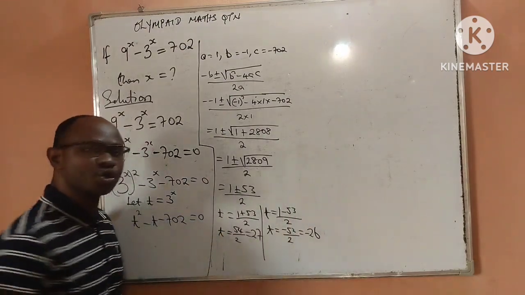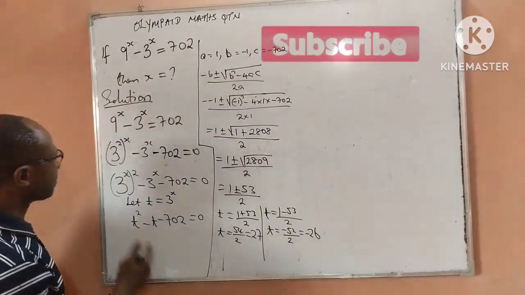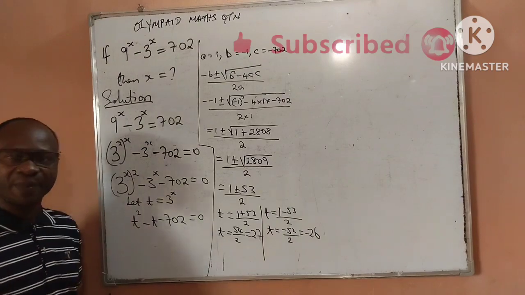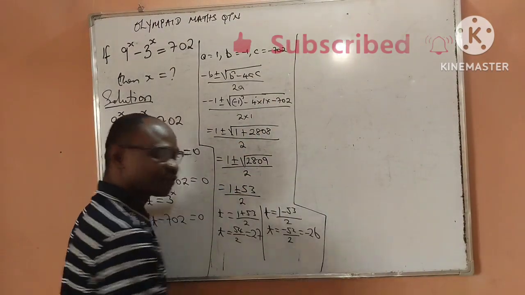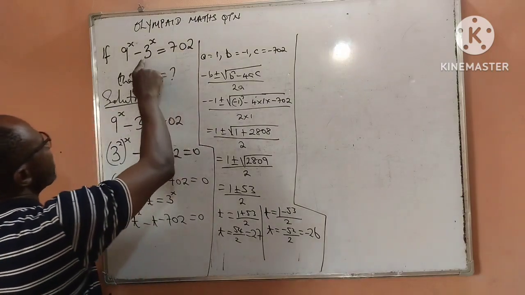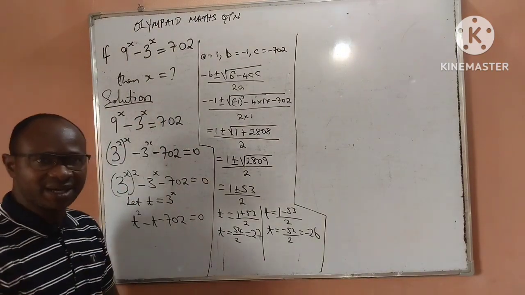Now that I have gotten two values of t, but remember we said let t be equal to 3 raised to the power x, we can now substitute the value of t to get the actual value of x, which is what we are required to solve.